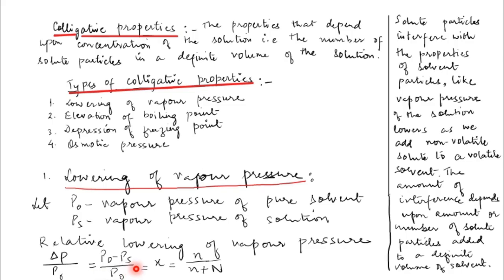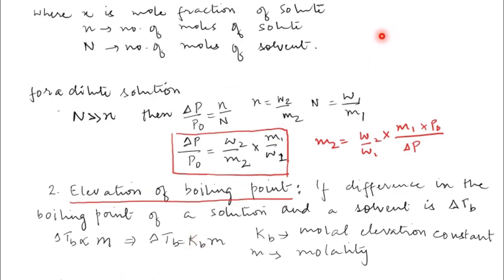Now (P0 minus PS) by P0 equals X, where X is the mole fraction of the solute particles. Here X is equal to n by (n plus N), where small n is the number of moles of solute and capital N is the number of moles of solvent. You know this about mole fraction. Mole fraction is number of moles of solute divided by number of moles of solution. For a dilute solution in which the number of moles of solvent is much more than the number of moles of solute, this ΔP by P0, the relative lowering of vapor pressure, becomes small n divided by capital N.